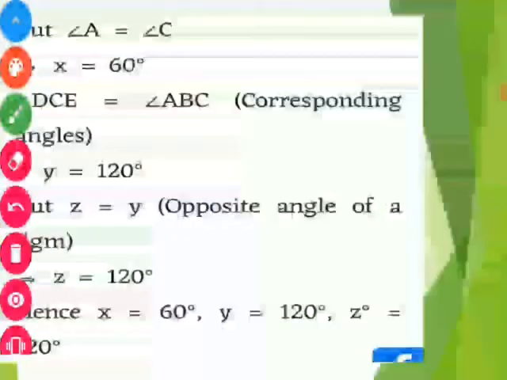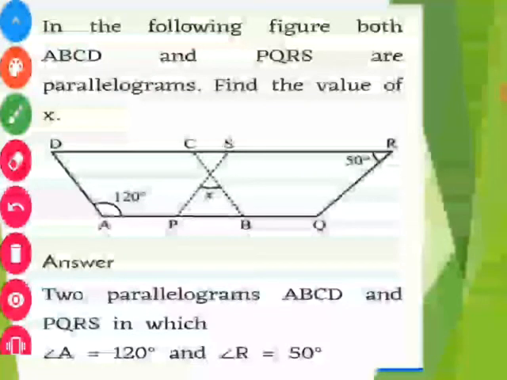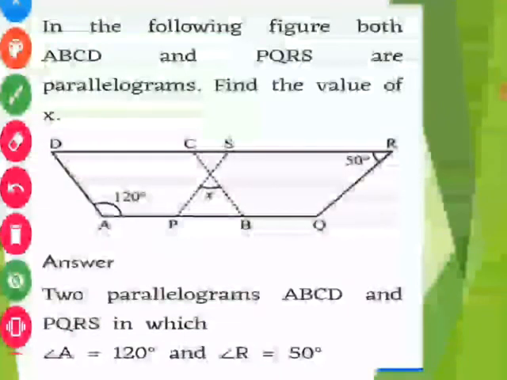Now let's do the next question. In the following figure, both ABCD and PQRS are parallelograms. Find the value of x. We have to calculate the value of this x degree here. But you can see in the given figure there are two parallelograms. First parallelogram is ABCD. So let's proceed with the first parallelogram only.